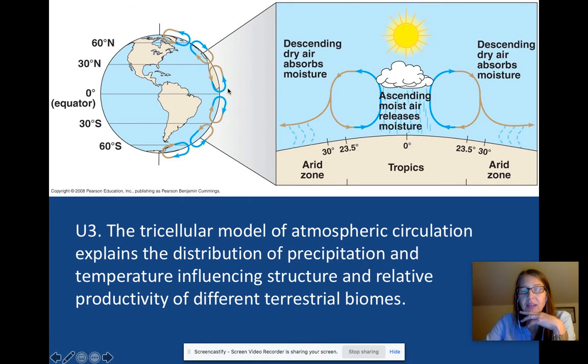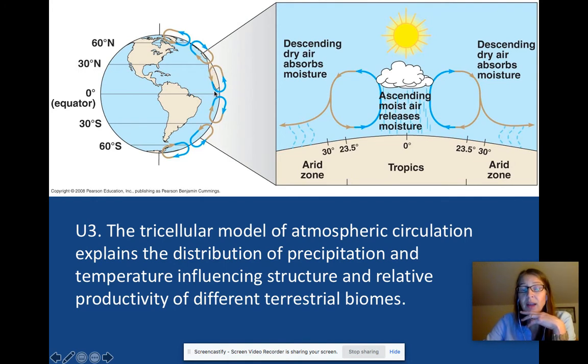But if we go back to this original Hadley cell, the moisture falls down at the equator, travels up, and comes back down at 30 degrees. Once it's at 30 degrees here, it's going to then return, because this is high pressure and this is low pressure.